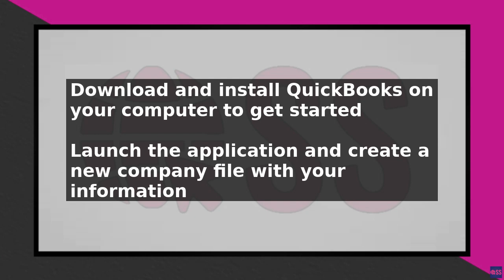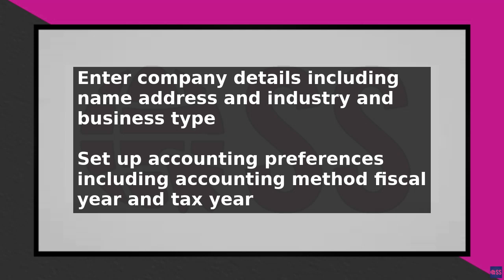Enter your company information, including name, address, and industry, and select the type of business you own, such as a service-based business or a product-based business. Next, set up your accounting preferences, including your accounting method, fiscal year, and tax year.